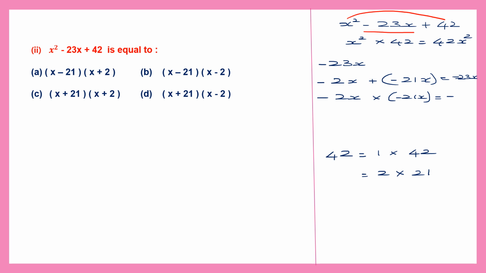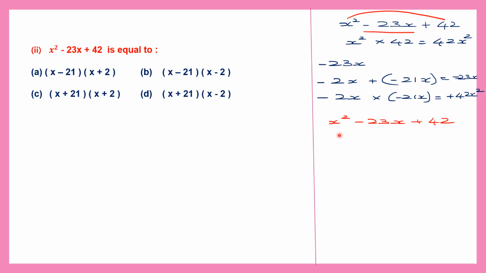Minus into minus is plus. 2 into 21 is 42x square. So did you see? When I add up these two numbers, I get minus 23x. When I multiply those two numbers, I get 42x square. So these are the two numbers. That means I'm going to split this minus 23x into minus 2x and minus 21x.